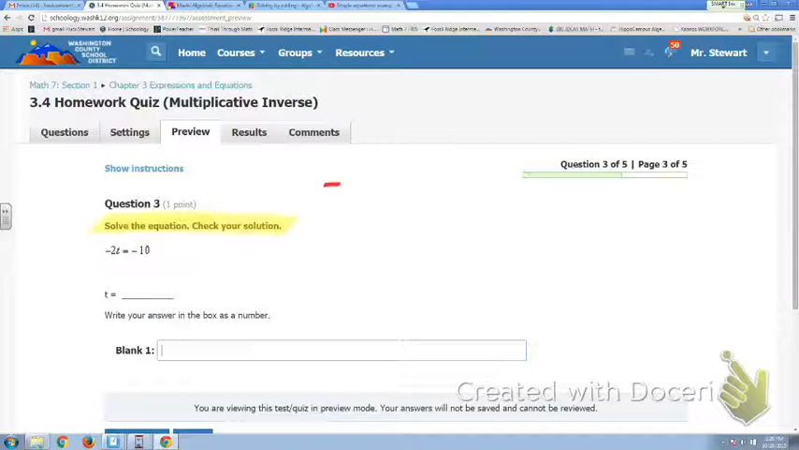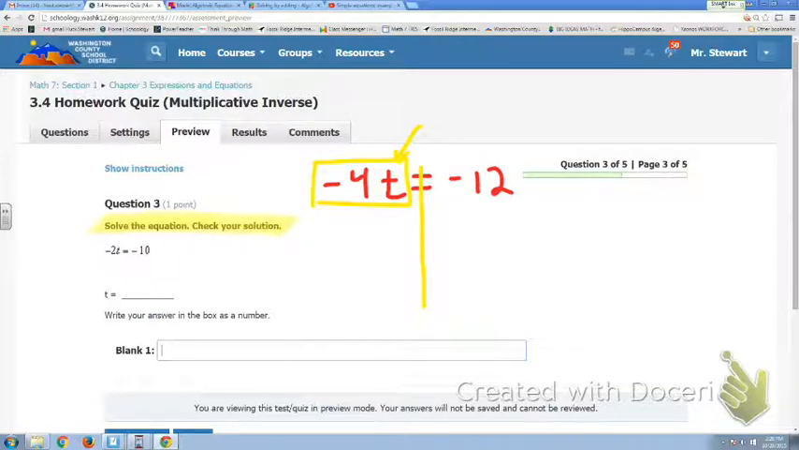I'll make up one of my own. Negative 4t is equal to, say, negative 12. Now, the operation that is happening here between the t and the number. So I've got two sides of an equation. This is the side I'm working with because this is the side that has the variable. And so what operation is happening between the t, the variable, and the coefficient? That's multiplication. So in order to isolate the variable, I'm going to apply the inverse operation of multiplication. And what is the inverse operation of multiplication? It's division. So right here, I'm going to show a division.